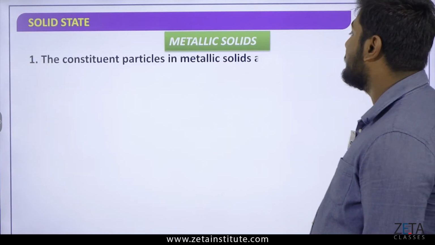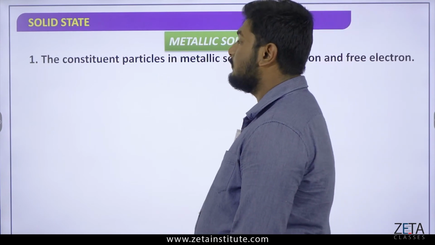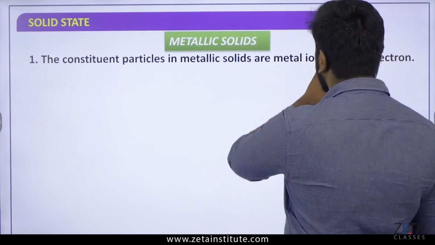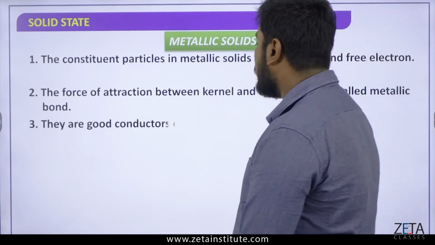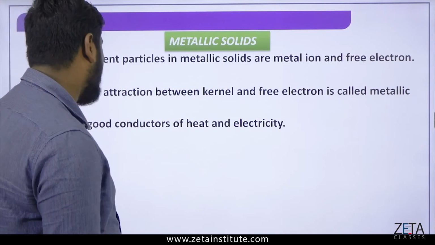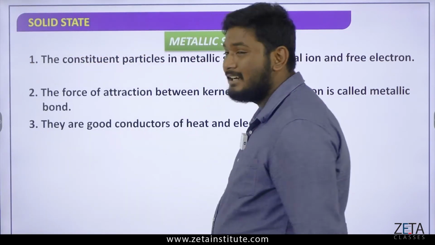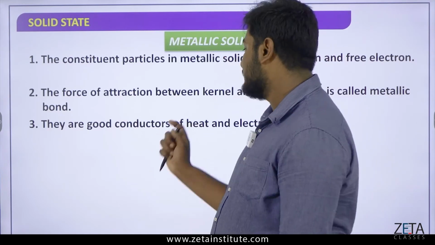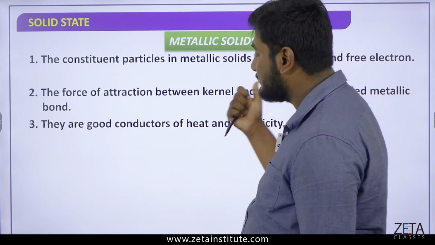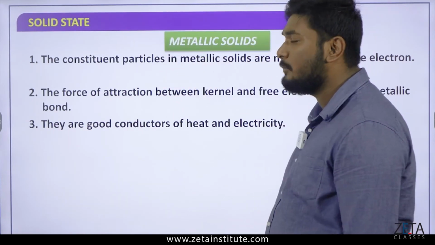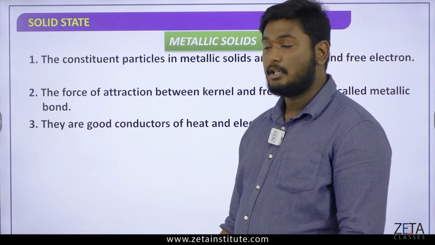And we can check some important properties of metallic solids. First one, the constituent particles in metallic solids are metal ions and free electrons. Second one, the force of attraction between the kernel and free electrons is the metallic bond. We know the kernel, that means our metal ion, has positive charge and the electron has negative charge. So there is a force of attraction, and that bond is called a metallic bond. And they are good conductors of heat and electricity. We know metals are good conductors of electricity.